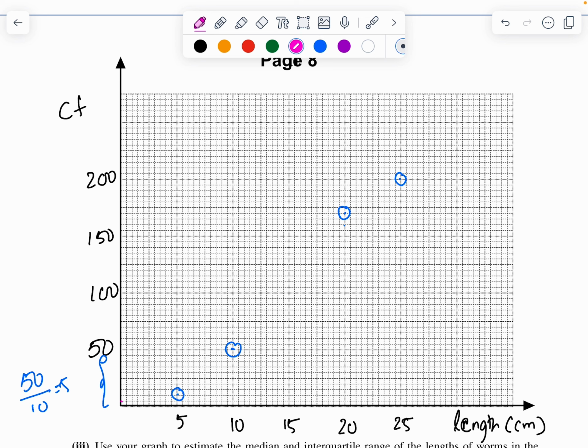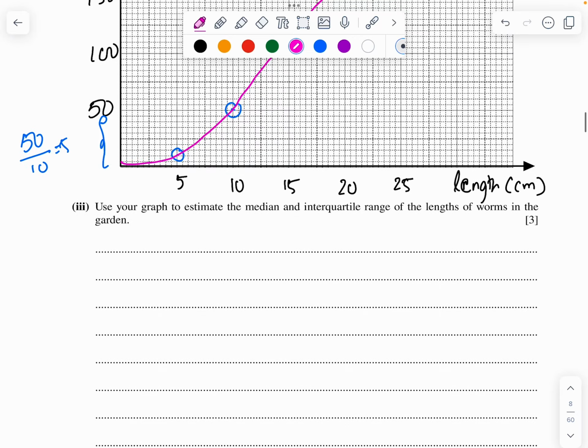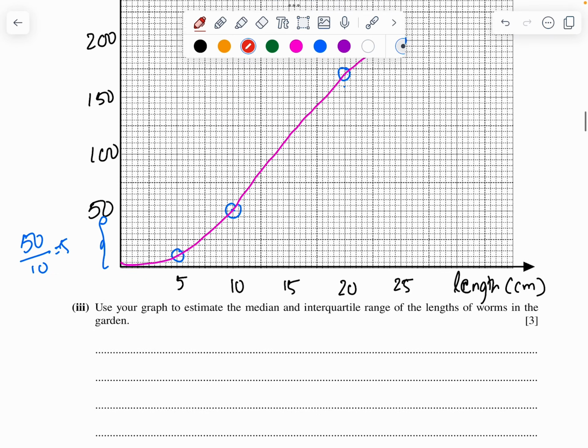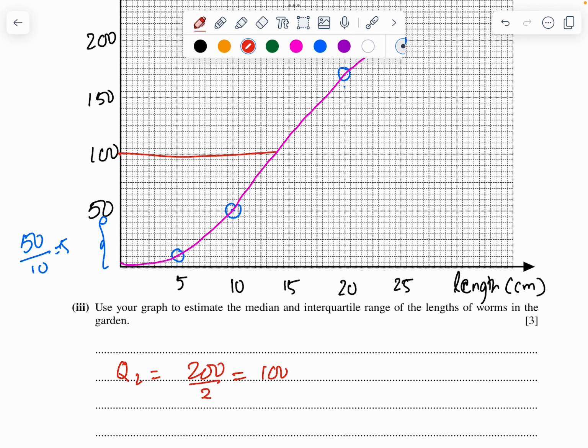Now I am going to draw a smooth curve for this one. This is a cumulative frequency curve. Use your graph to estimate the median and interquartile range of the worms. So I have to find the median. How many are there for the median? 200 divided by 2, which is 100. So from 100 I am drawing the line, hitting the graph. See that it hits the graph.